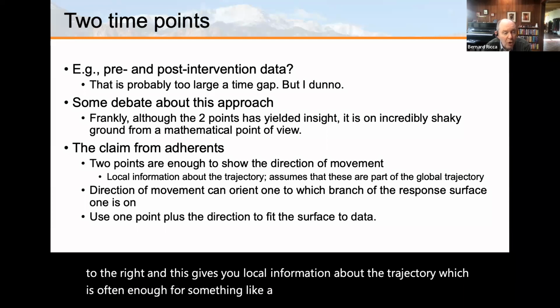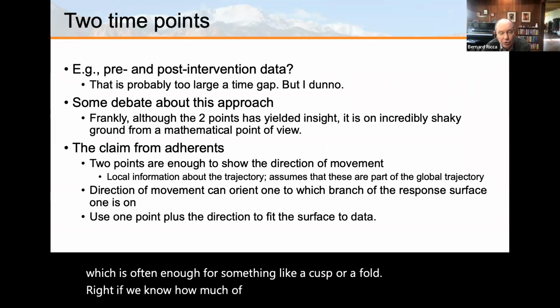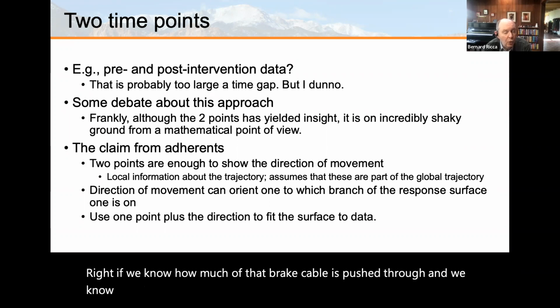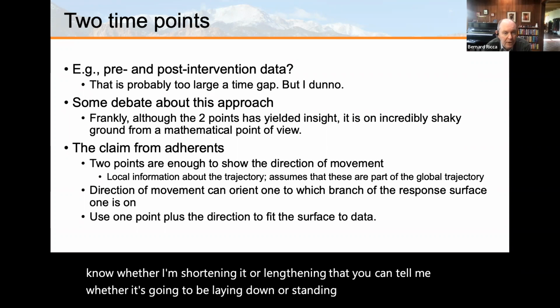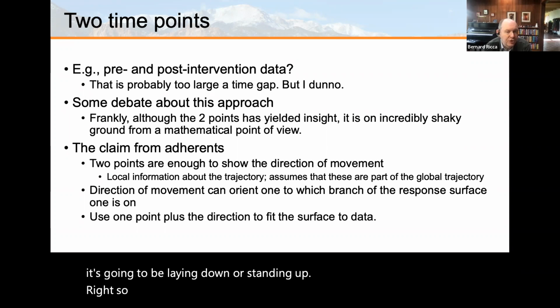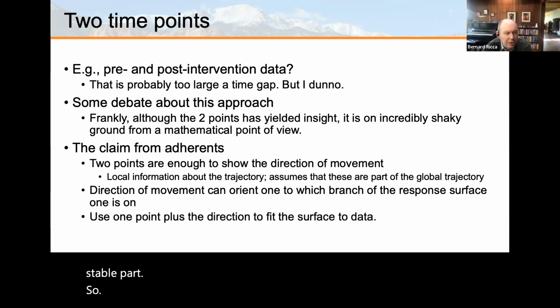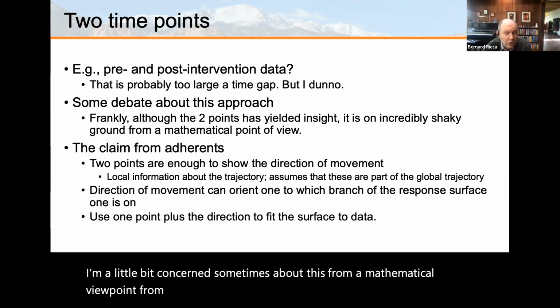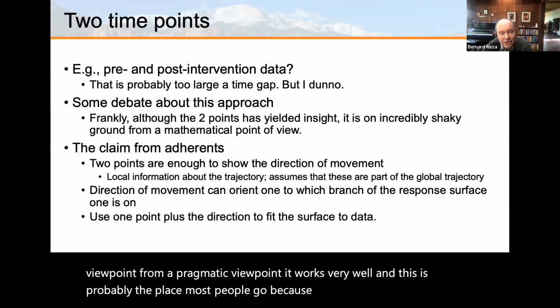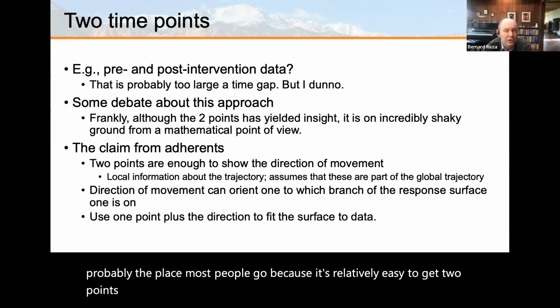fold. Right? If we know how much of that brake cable is pushed through, and we know whether I'm shortening it or lengthening it, you can tell me whether it's going to be laying down or standing up. Okay? So we use 1 point essentially to put the surface there, and we put the other one on the direction to know whether I'm on this stable part or that stable part. Okay? So I'm a little bit concerned sometimes about this from a mathematical viewpoint, but from a pragmatic viewpoint, it works very well. And this is probably the place most people go because it's relatively easy to get 2 points in time, especially 2 points that aren't too far apart.